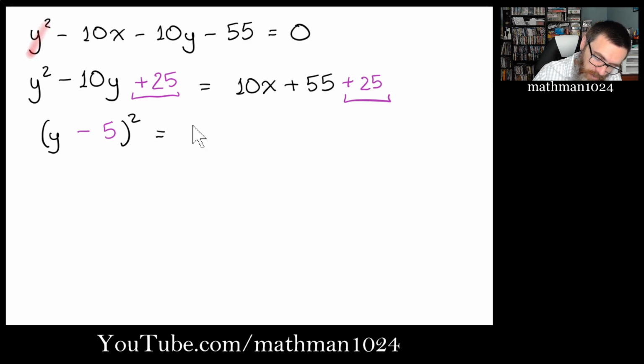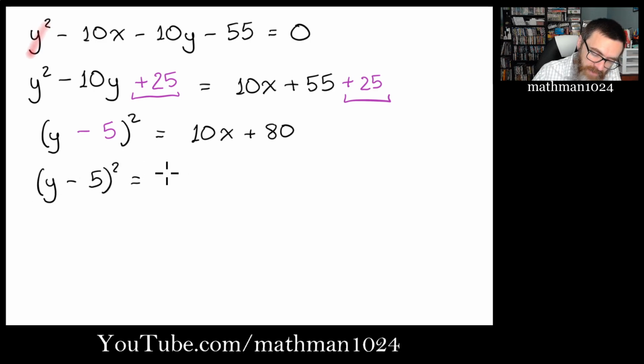So this is equal to, let's see, we've got 10x. 55 plus 25 is 80. And as we saw in the last problem, take the time to factor out that coefficient of the variable. So factor out the 10, and I'm left with x plus 8.